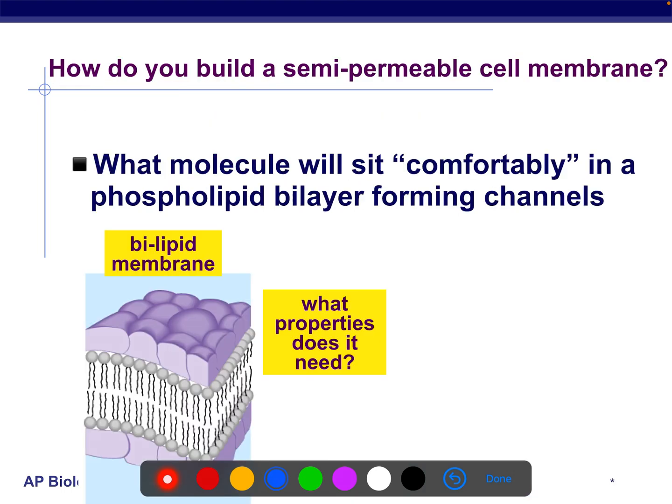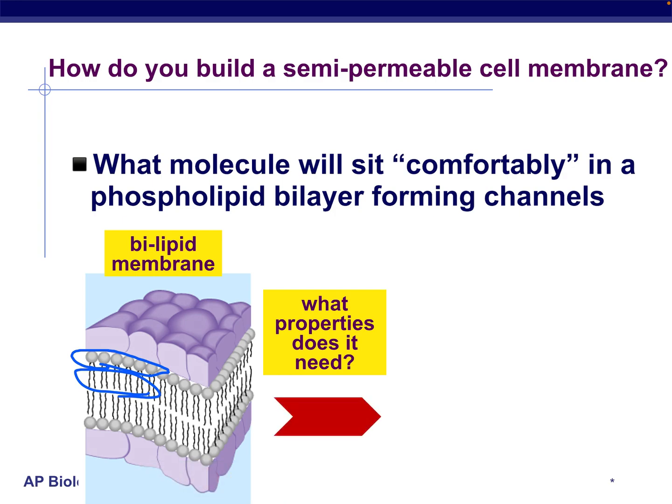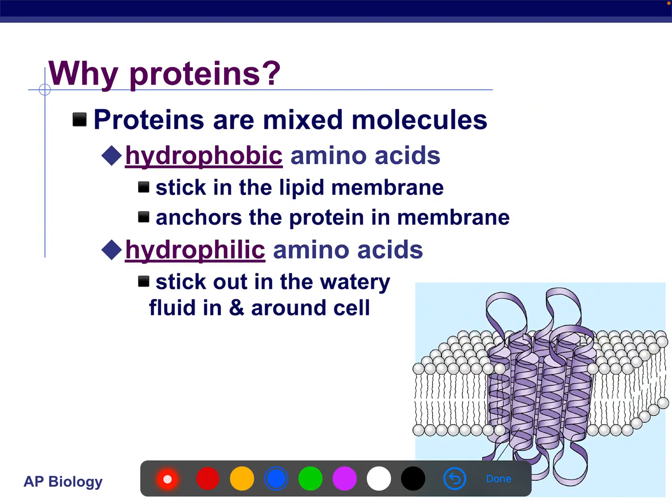But anyway, we need a molecule that is going to have both polar and nonpolar properties. And so when we think back to our biochemistry unit and we think about the major types of macromolecules we talked about, there's really only one molecule that is going to do that. And that molecule is proteins.